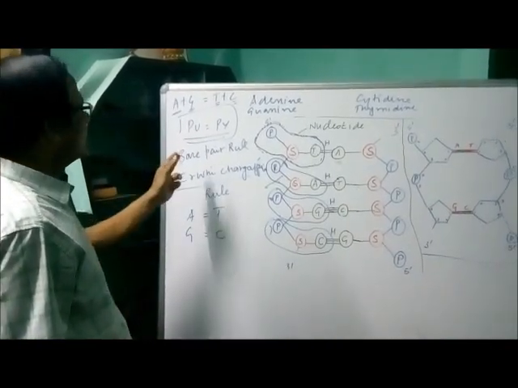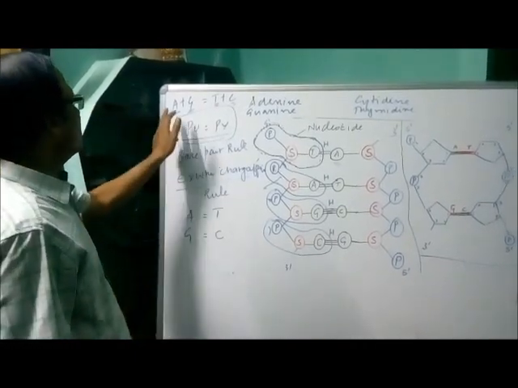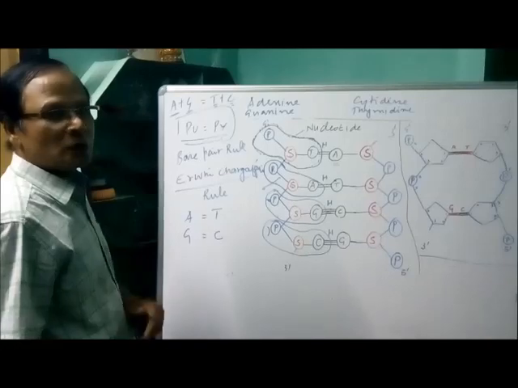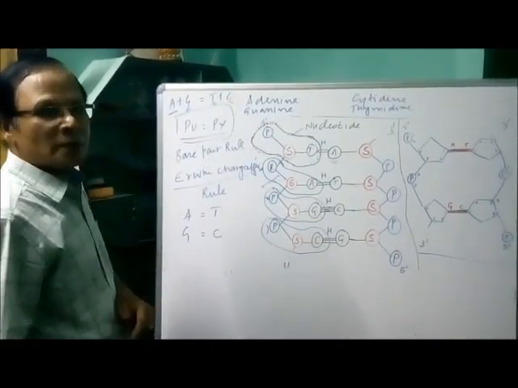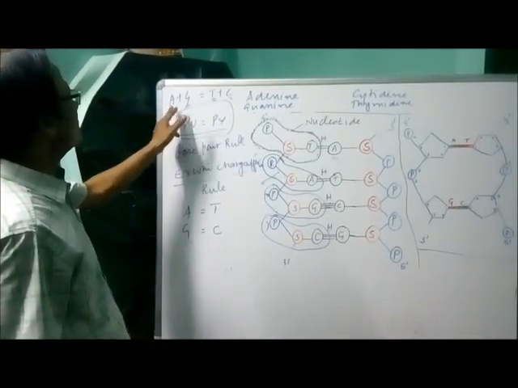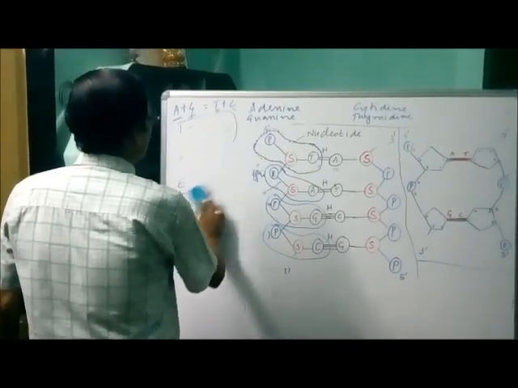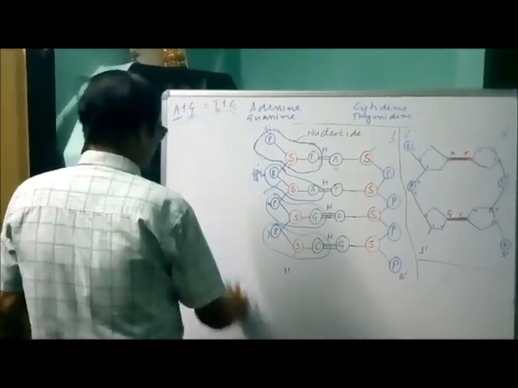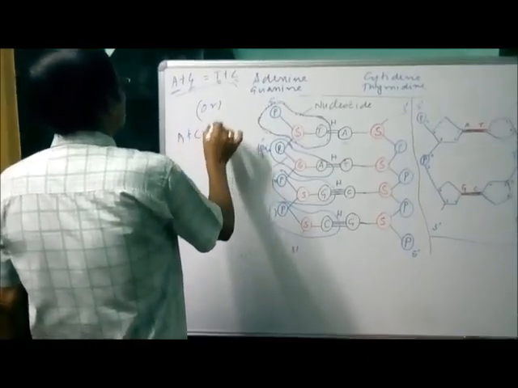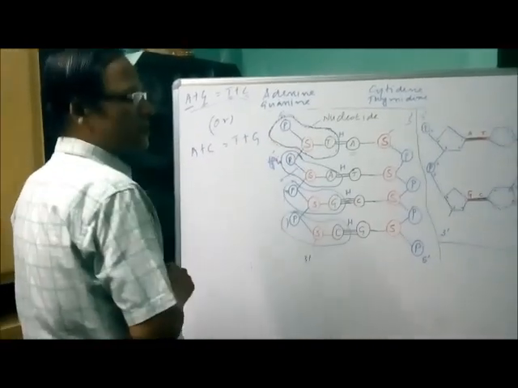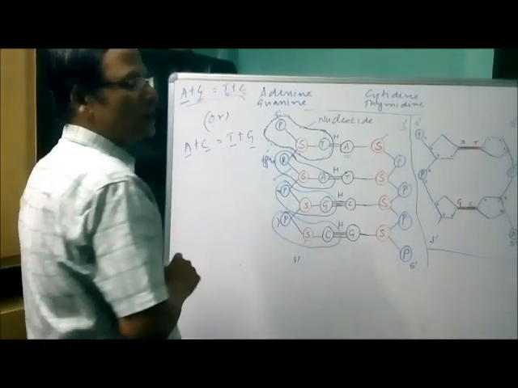That means the purines and pyrimidines in the nucleic acid exist in the ratio of 1:1. The number of adenine is always equal to the number of thymine. The number of guanine is always equal to the number of cytosine. So A plus G is equal to T plus C. We can also write it another way, like this: A plus C is equal to T plus G. This is also correct, because A is equal to T, C is equal to G, as per the base pair rule.